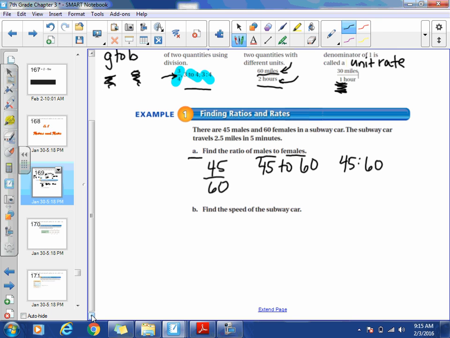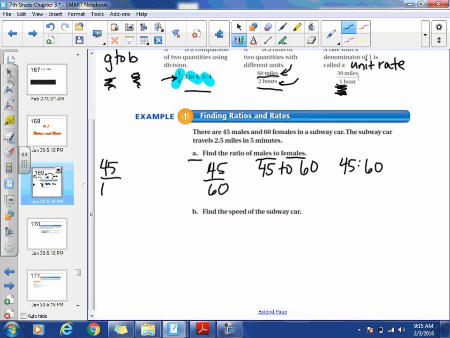Now, one thing I did tell you is a ratio should be simplified if you can. So 45 over 60. We can divide both of those numbers by 15 and get 3 over 4. So while there are 45 males in the car and 60 females in the car, we could also say there are 3 males for every 4 females, and that would mean the same thing. And that is a ratio. Males to females would be a ratio.